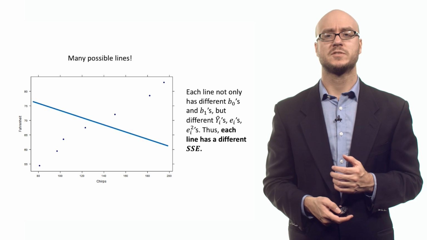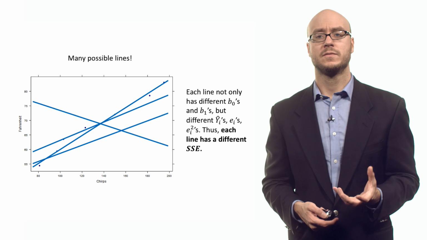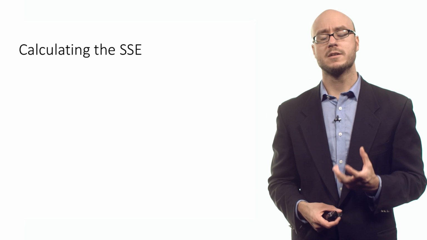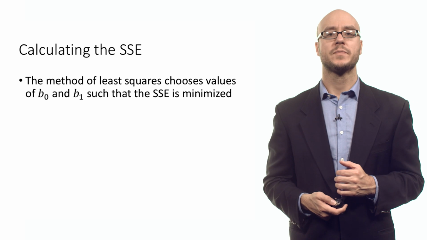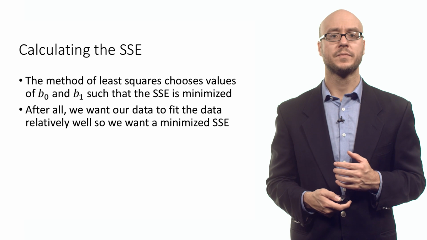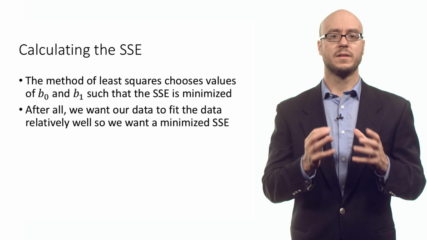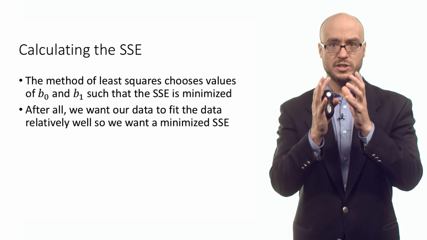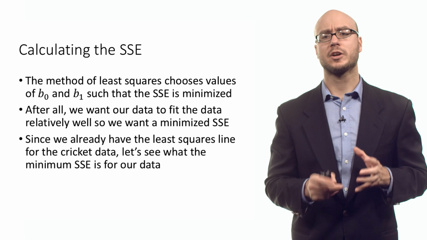So this line is a sum of squared errors. This line is a sum of squared errors. And so we have these different values for these sum of the squared errors. And we want that line that minimizes the sum of the squared errors. How do we calculate the sum of the squared errors? Well, we'll go through an example. The idea is that we want our data to fit the line such that this sum of the squared errors is minimized. Right? So let's look at our cricket data.